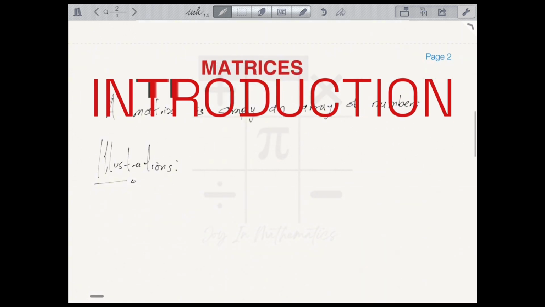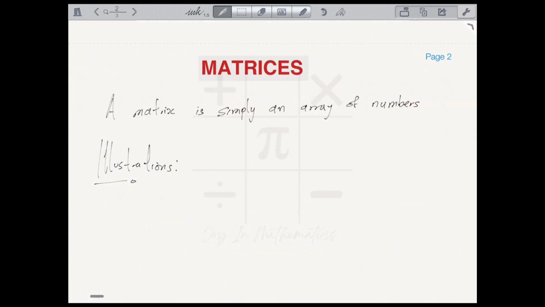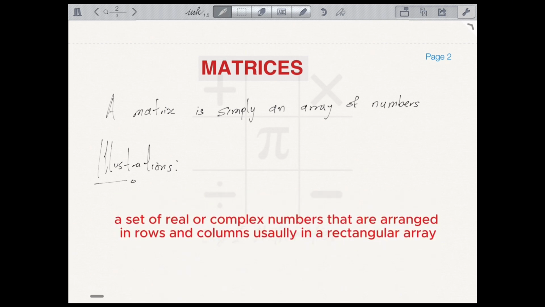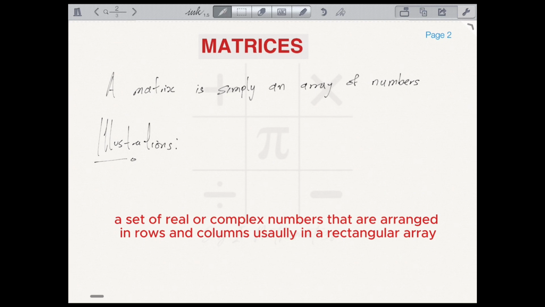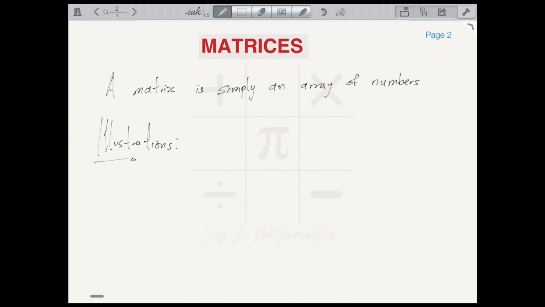Matrices. What is the definition of a matrix? A matrix is simply an array of numbers. Some people define a matrix as a set of real or complex numbers that are arranged in rows and columns, usually in a rectangular array. So let's take some illustrations, maybe we can use them to clear the air as a means of introduction.